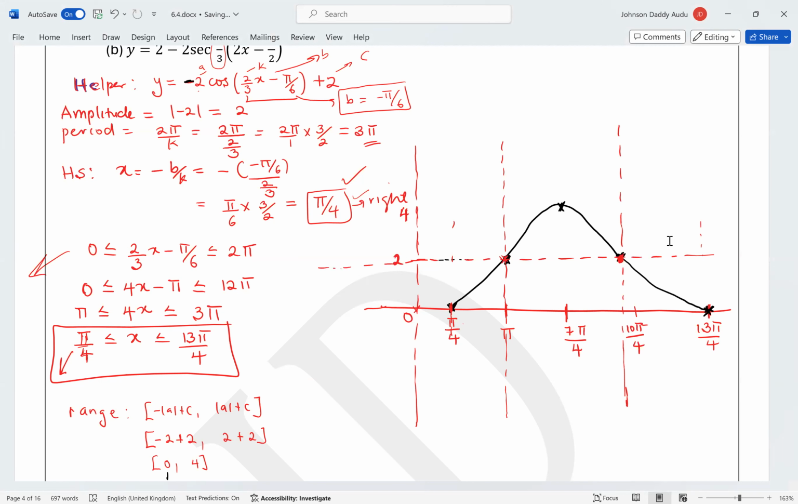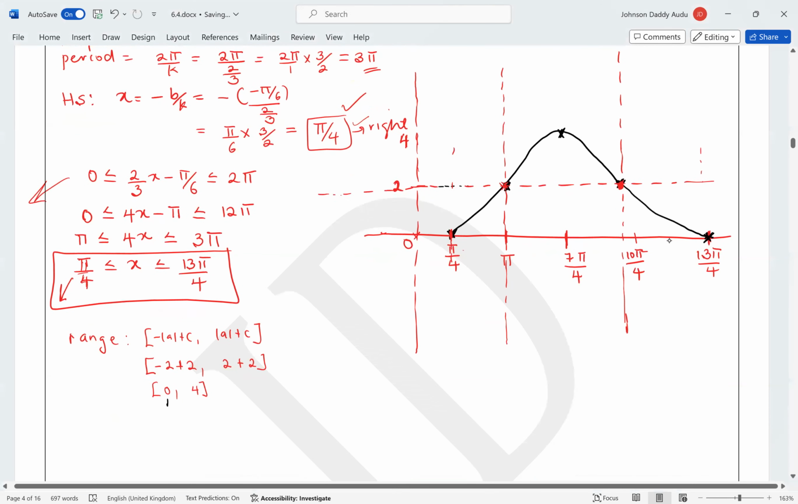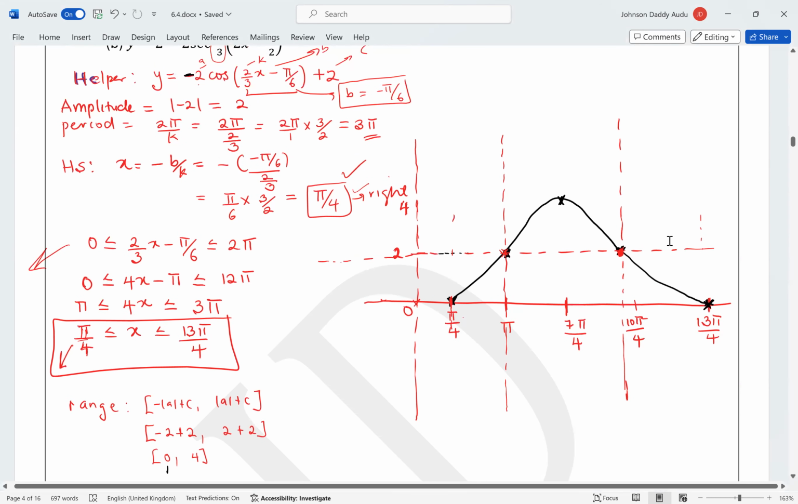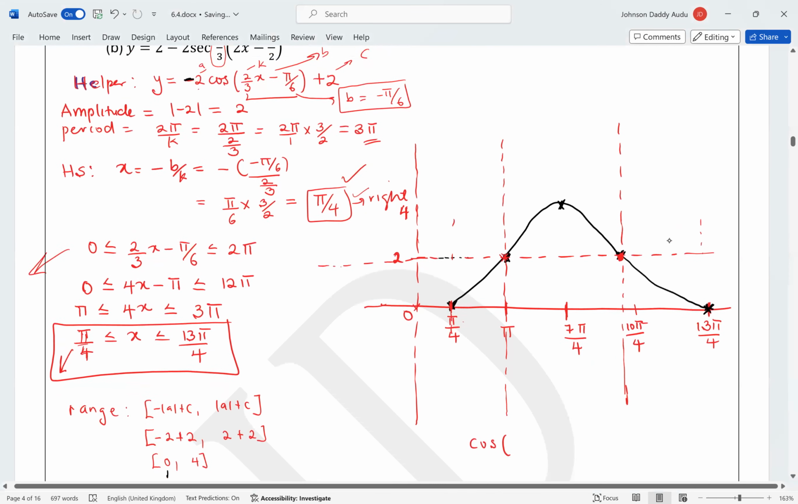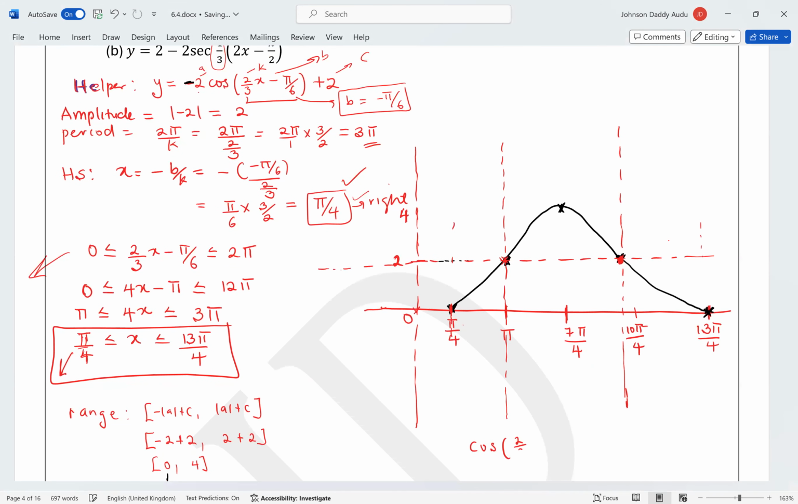All right. We have only 2 vertical asymptotes. Now, if you're having confusion with finding the vertical asymptote, just use the formula. The vertical asymptotes will be the zeros of cosine. So you just need to set cosine of the helper graph argument, which is 2 over 3x minus pi over 6, equal to 0, right?